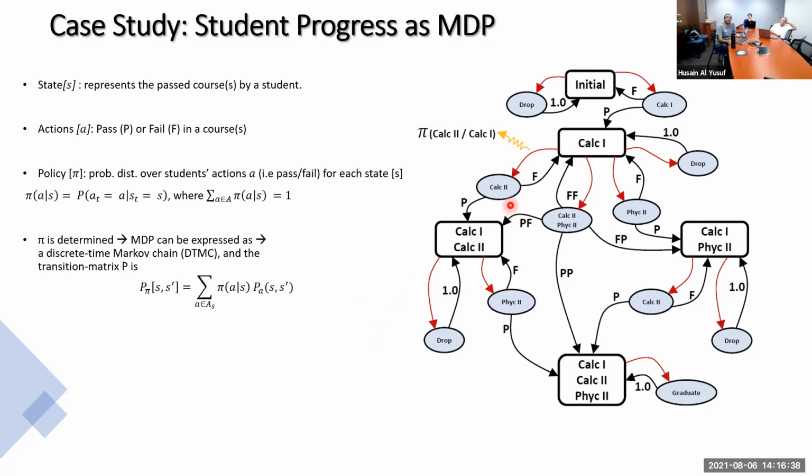So our method was, for each policy, which is the red arrow, we have it equally distributed. And for pass or fail it is 0.7 pass and 0.3 fail for each course. Then, to calculate the probability that students are in each state, we use the Markov chain probability formula.